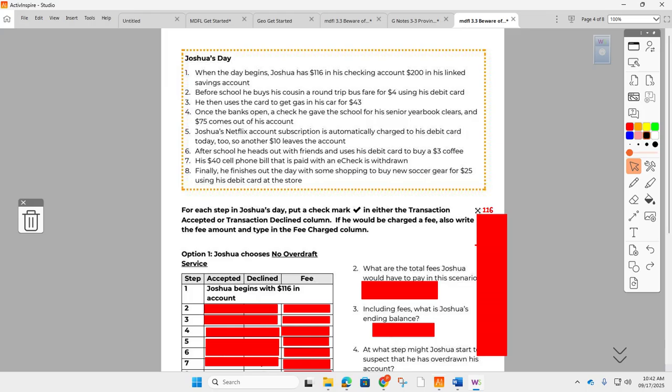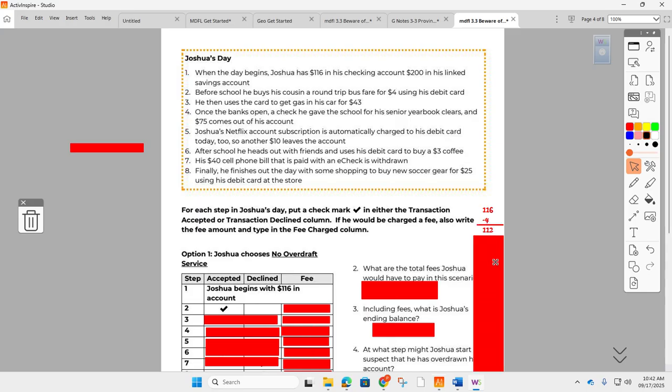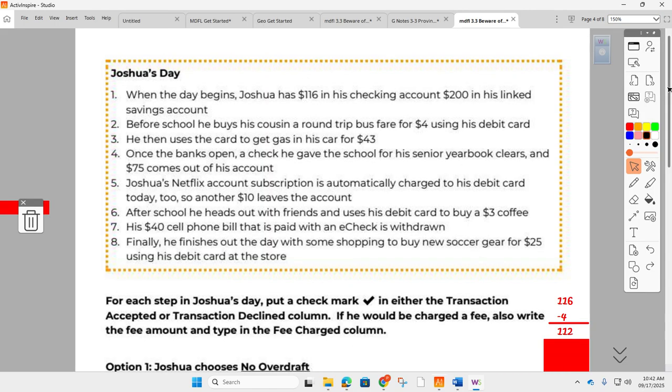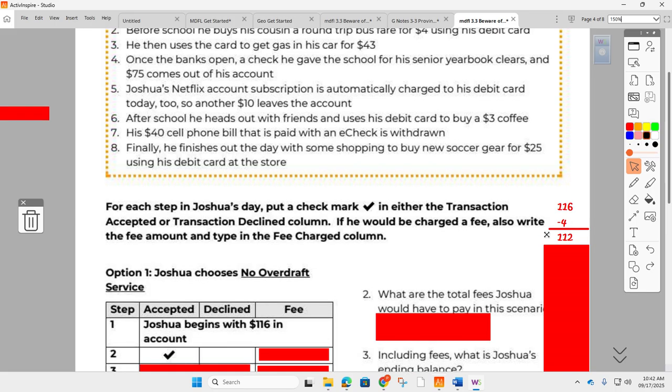$116. Are they going to pay for the $4 bus ticket? Is there any reason why they would not pay for the $4 bus ticket? He's got $116 in it, so are they going to accept or decline the charge? They're going to accept. Are they going to charge him a fee? No, he's got the money, right? But we have to make sure that we subtract the money from his balance. So now his balance is $112. There was no fee for step 2.